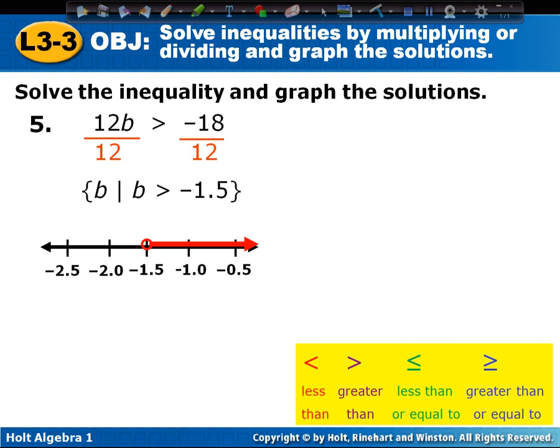So I've solved it, set it, graphed it, now I'm going to check it. Again, don't check with the number that you get here. Make sure that you pick a number that's in the shaded region. I'm going to pick negative 1 here and say 12 times negative 1 is greater than negative 18, which gives me negative 12 is greater than negative 18, which is a true statement. Take a minute, make sure you have the solve, set, graph, and check for number 5.